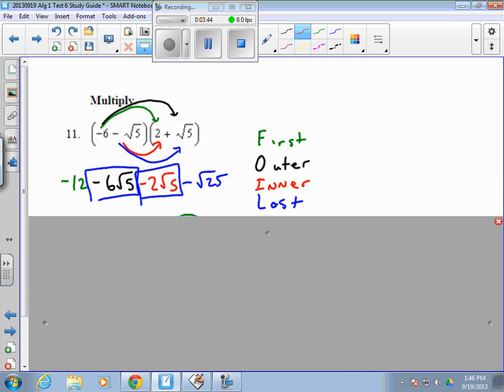When you do those, you get negative 12 minus 6 times the square root of 5 minus 2 times the square root of 5 minus the square root of 25. Then combine your like terms.